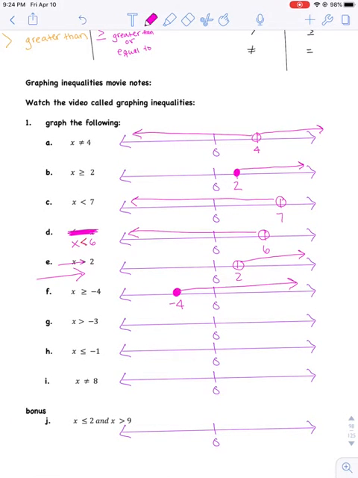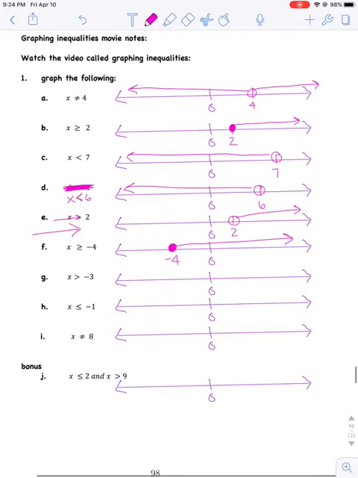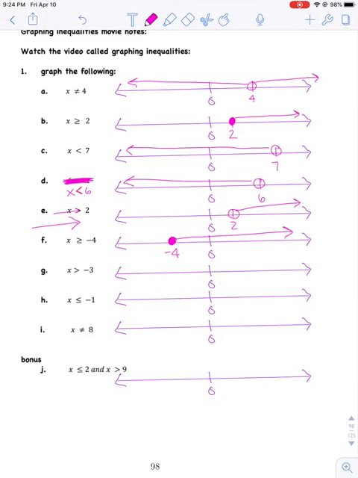All right. So I'm going to leave G, H, and I without going over those answers. But I will go through J with you. So J just has a double inequality for us to graph. It's not really any harder. It's just double the amount of work, really. So I have 2 of them. I need to get 2 done, and I need to get 9 done.